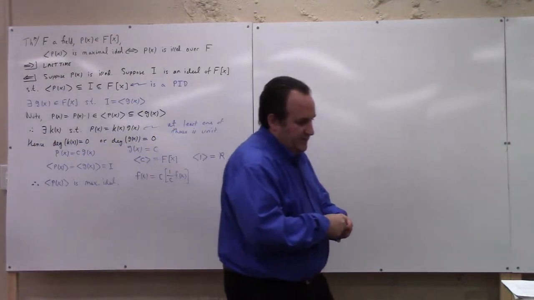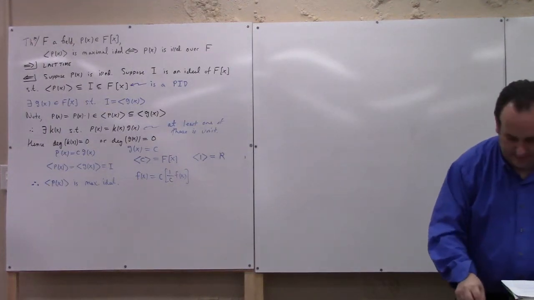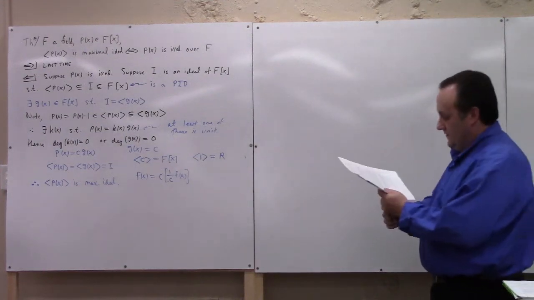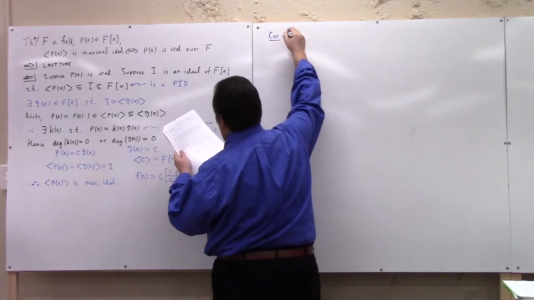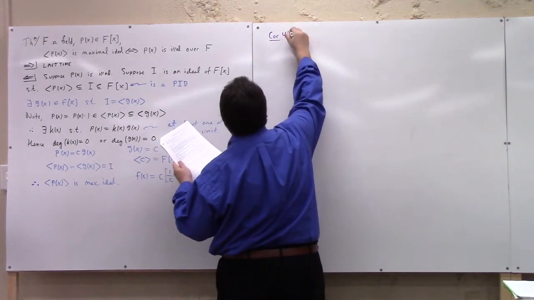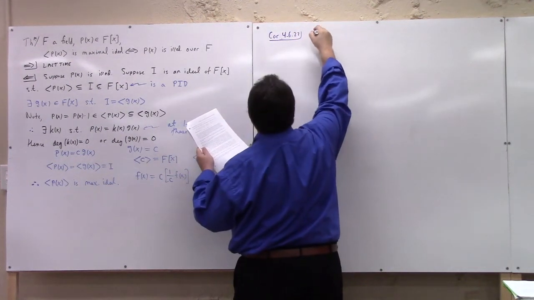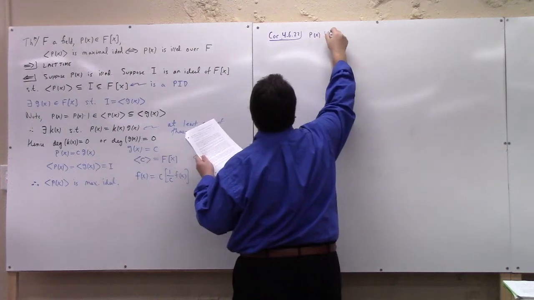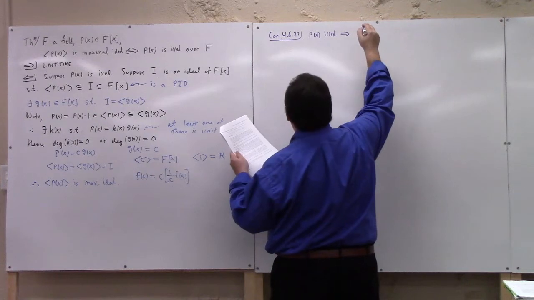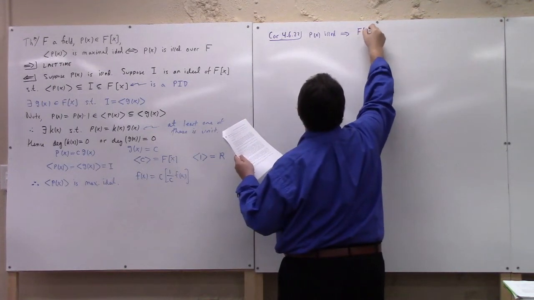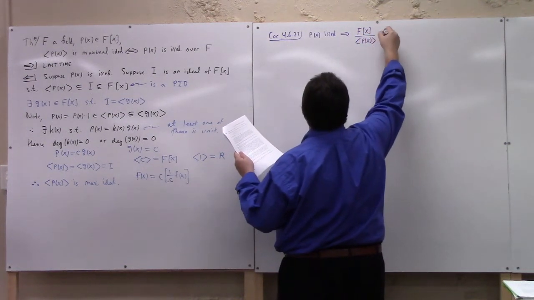So that completes the proof of this one. And this is a very, very nice result because it gives us the following corollary, which is corollary 4.6.22 in my notes, which says this: p of x irreducible implies f of x over the ideal, the factor ring, is a field.